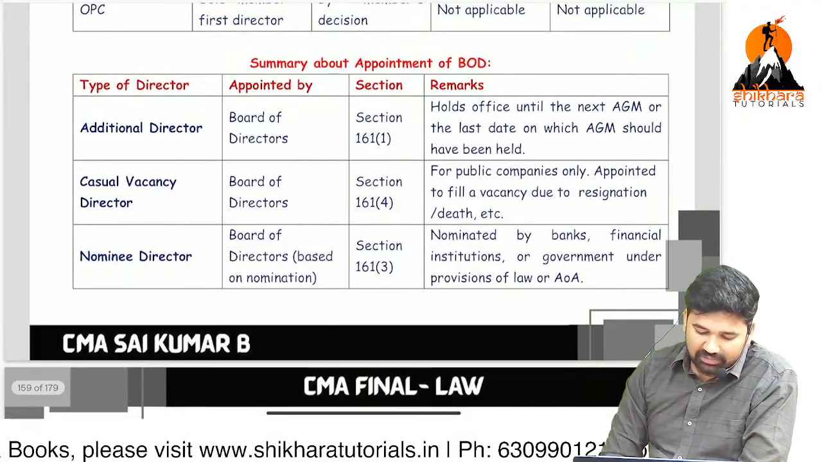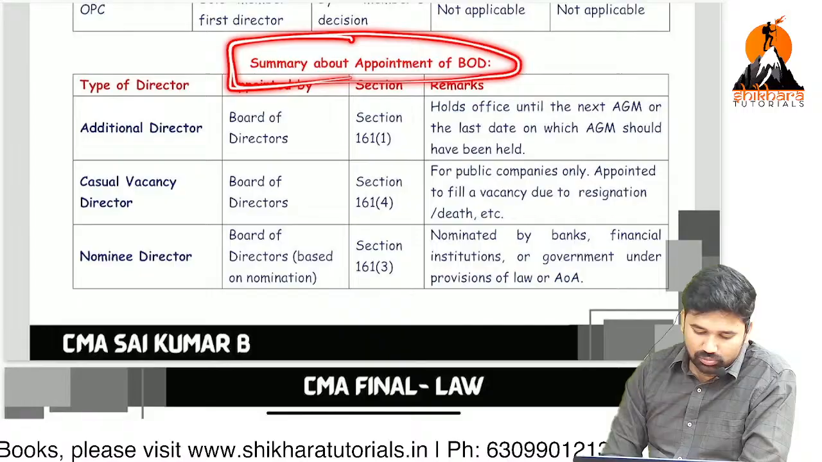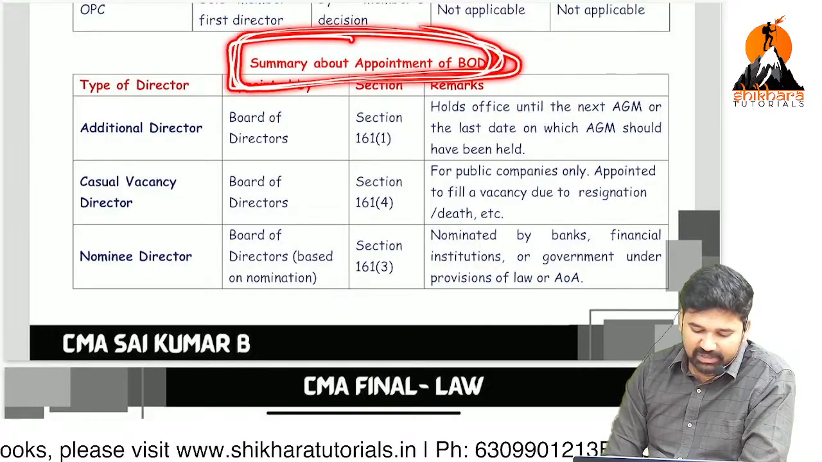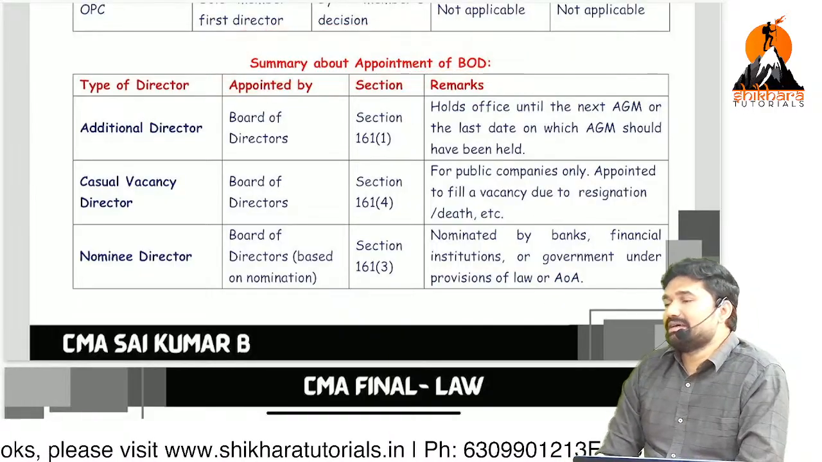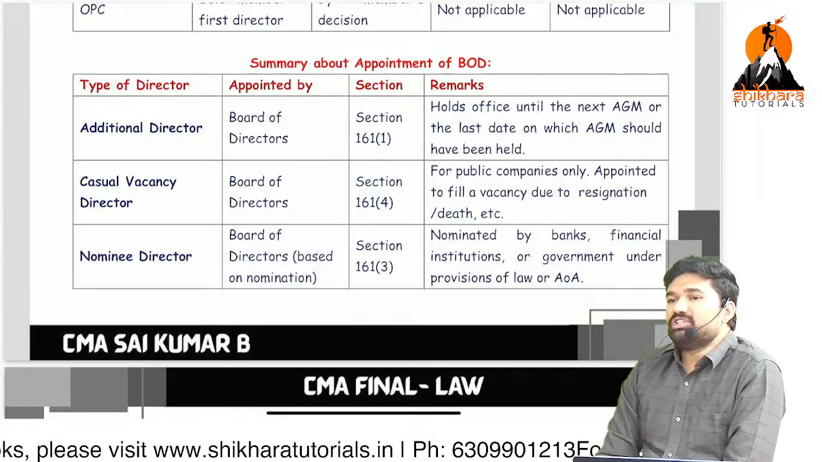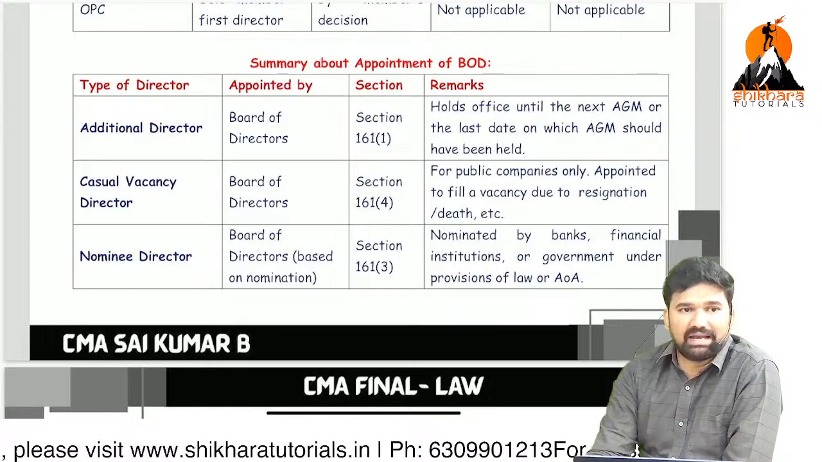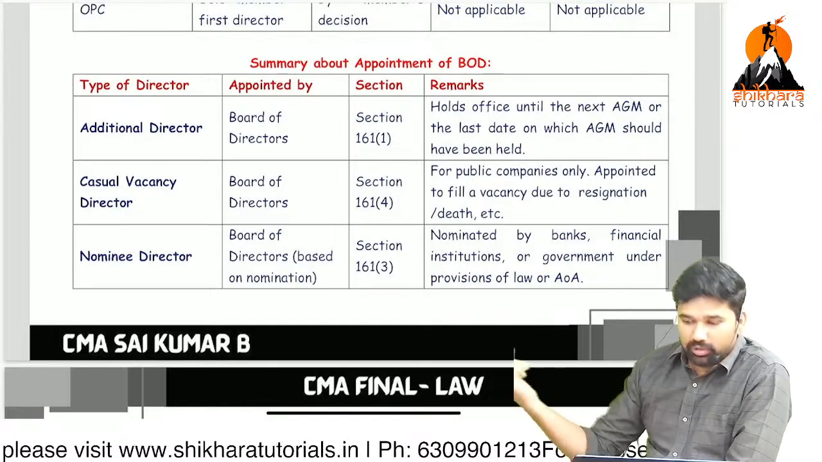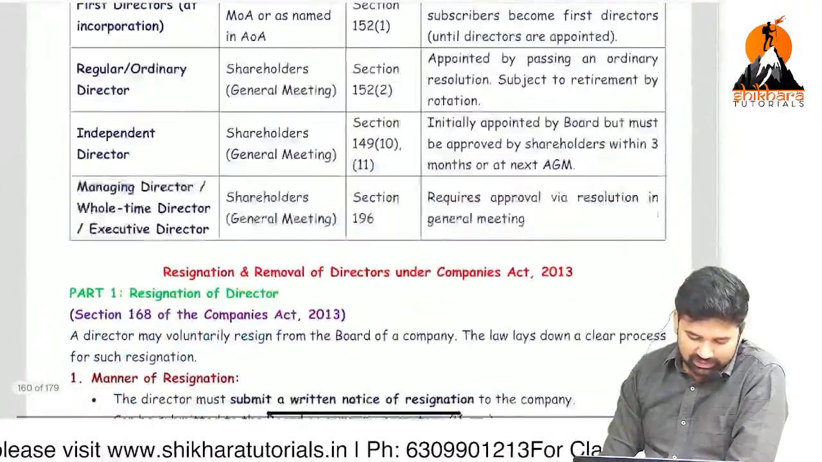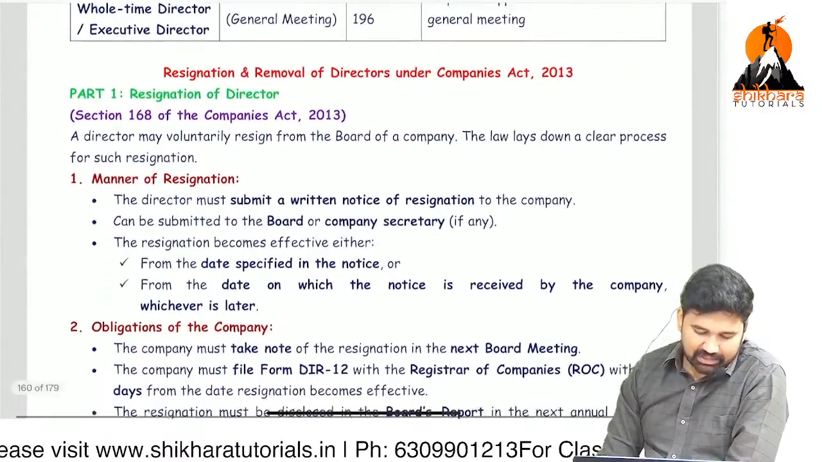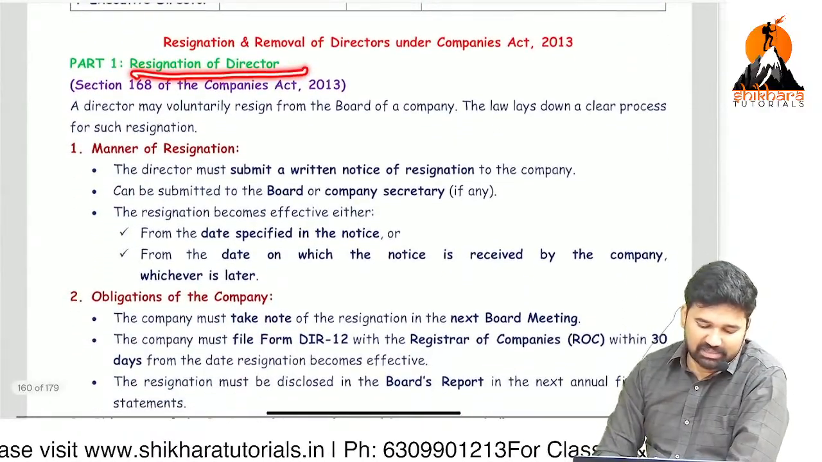Actually, yesterday I forgot to discuss this table. This is a summarized table of which director is appointed by whom, that is, the appointing authority of the director. Now I am going to discuss it. Before that, let's quickly discuss the resignation part. This is the resignation part.